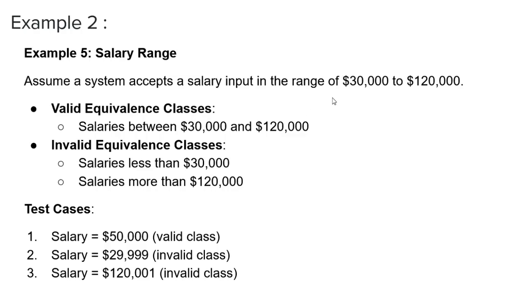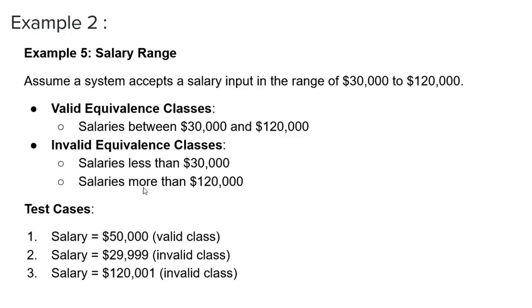What is the valid class we will divide? From 30,000 to 1,20,000 is the valid equivalence class. What are the invalid equivalence classes? Less than 30,000 and more than 1,20,000. So this is one class and this is again one class. These are the invalid equivalence classes. So we got three classes now. We have divided the test data into three classes.